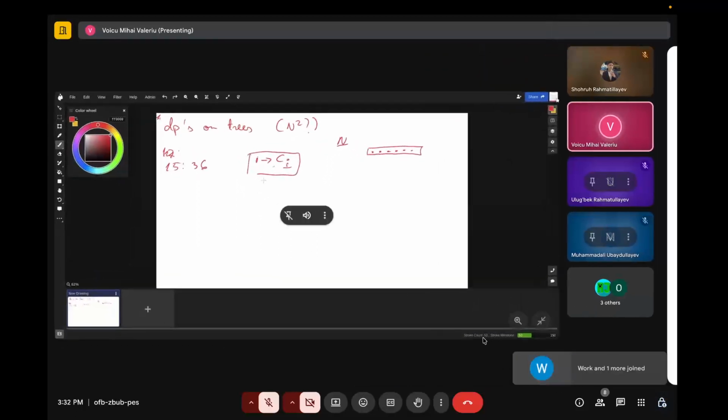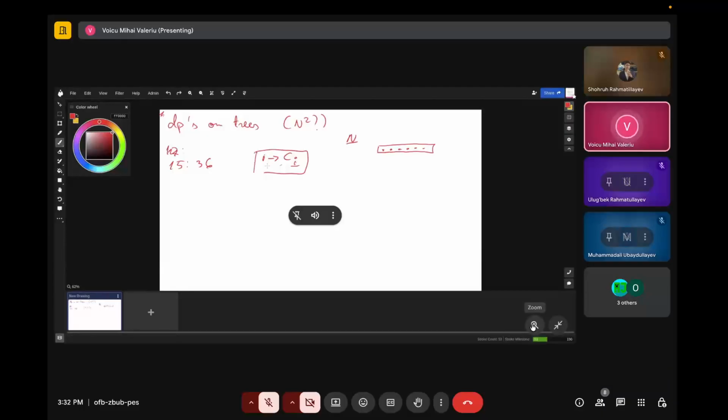Whenever we are given such a construction where we know that i points to some function of i, and this is from 1 to the same n, they go from the same span, it's called the functional graph.